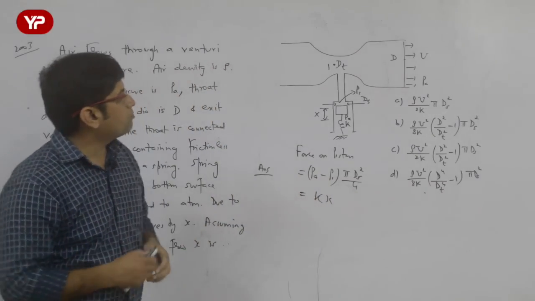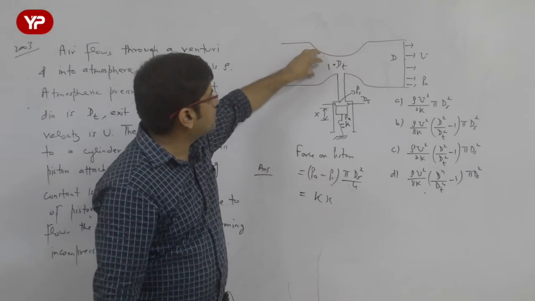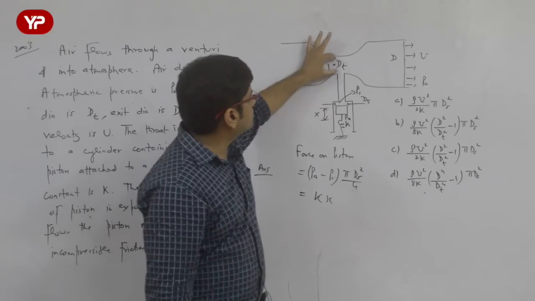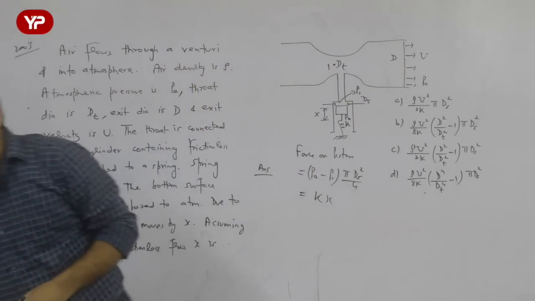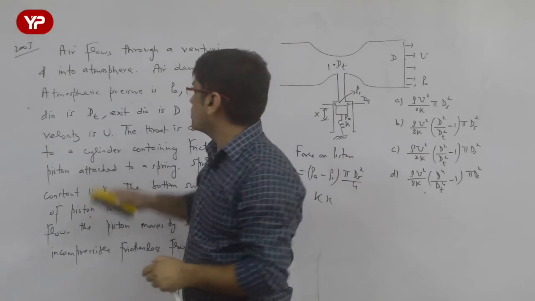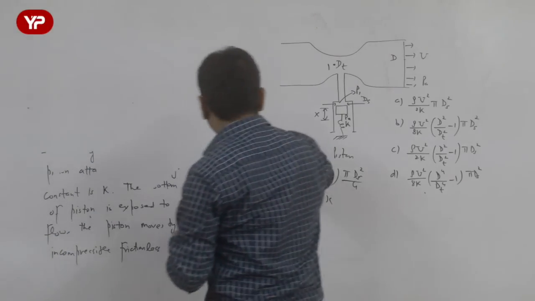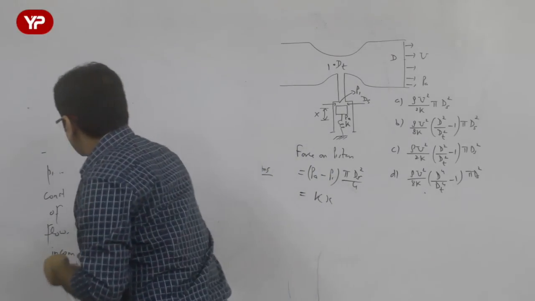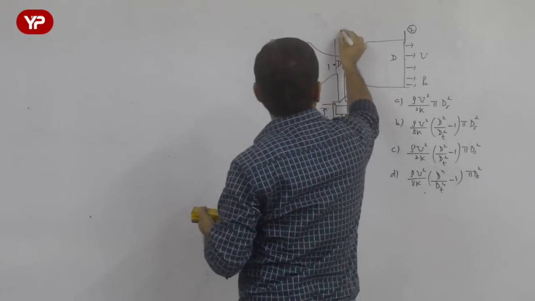Now how to calculate Pa minus P1? That can be calculated if we apply the Bernoulli and continuity equations between section 1 and section 2, the exit section. So let's solve this question. It's a very simple question, not a difficult question. Let's try to understand this. I apply first the continuity equation between section 1 and exit. Let us say the exit is section 2, and this one is section 1.